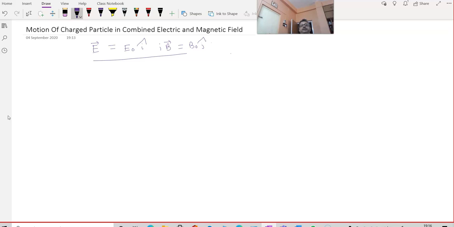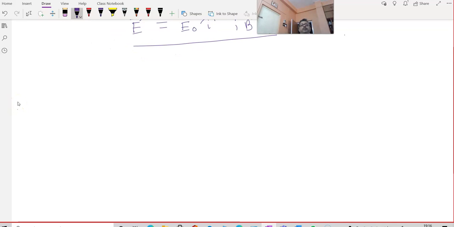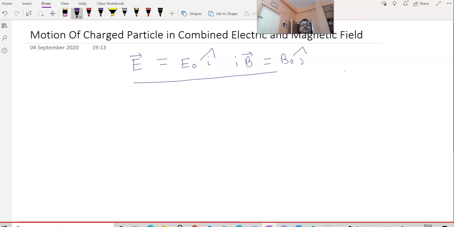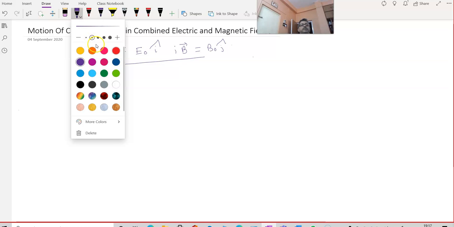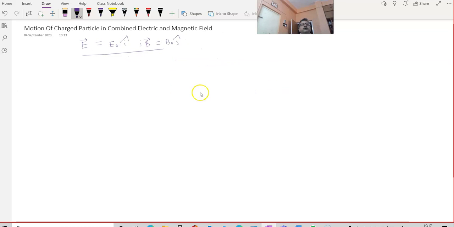Here the problem is to find obviously the velocity as well as the position of the charged particle. Okay, we'll find both position and velocity of the charged particle. So this is the problem which is a bit mathematical, because cross product will be involved, that you can predict.